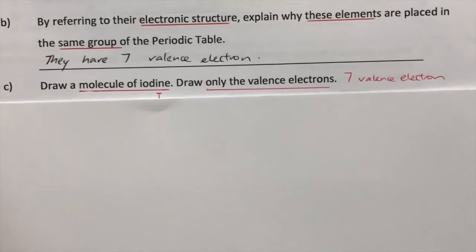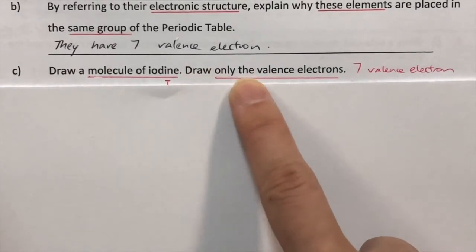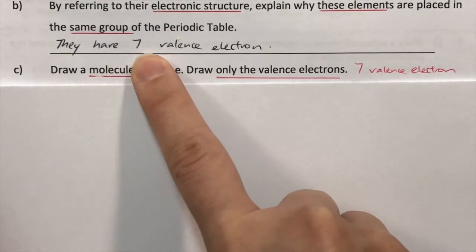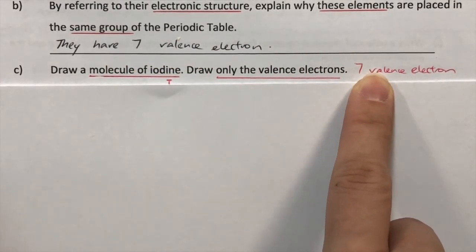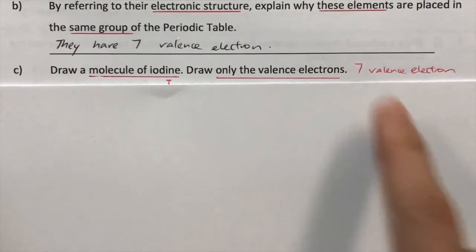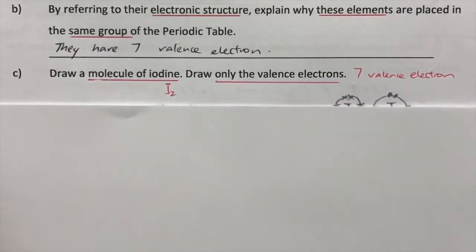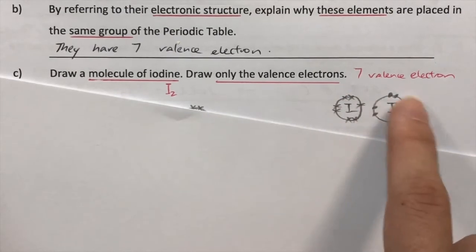Okay, now they ask you to draw a molecule of iodine. And they ask you to draw only the valence electrons. So from what we know, iodine has 7 valence electrons. It is not possible to draw all the electrons of iodine because there are too many. So we just draw the 7 valence electrons. So iodine on its own will be 7 and 7.